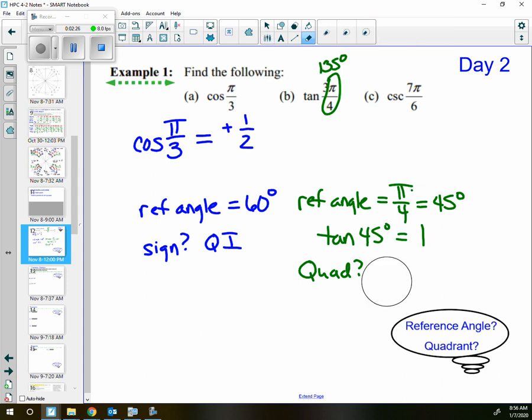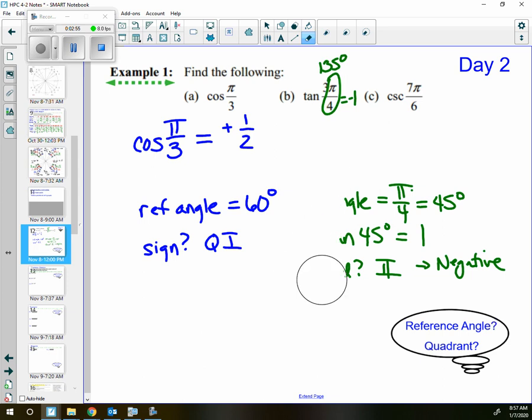So if it's in quadrant 2, what do we know about tangents in quadrant 2? Well, the y's are positive, the x's are negative. In other words, the signs are opposite. So that means the ratio is going to be negative. So tangent is negative in quadrant 2. So we know that the ratio is going to be 1 because that's the tangent of 45, but it's going to be negative because it's in quadrant 2. So being able to calculate these is really looking at what's the reference angle, how far am I from the x-axis, and then what's my quadrant. That'll tell me what sign it is.